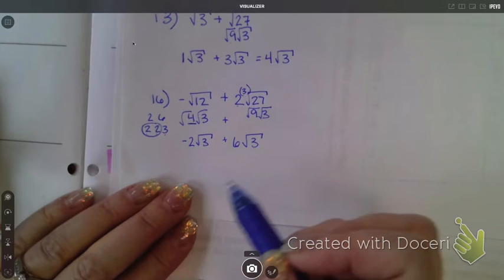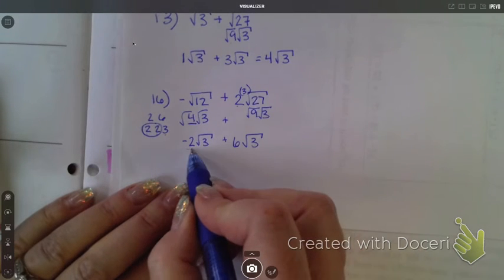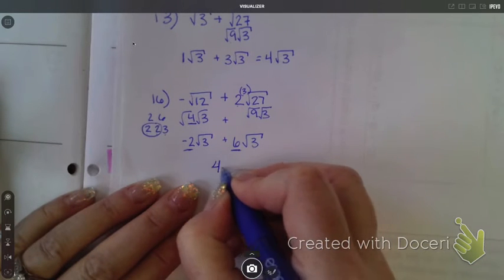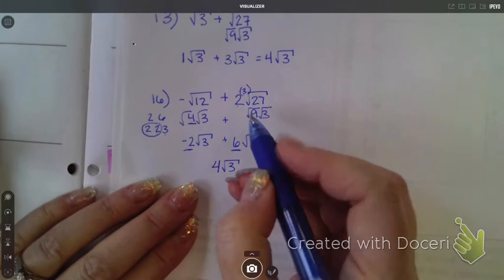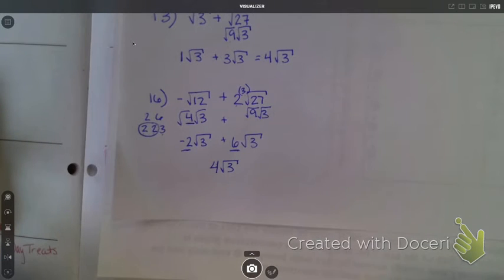So now can I add them? Actually, I'm going to subtract them. But can I combine them now? Yes. So I have negative 2 and I have positive 6. So I have how many? 4. Gerhardt, is what you forgot to do multiply? Okay. Did you get your 4 square root of 6?